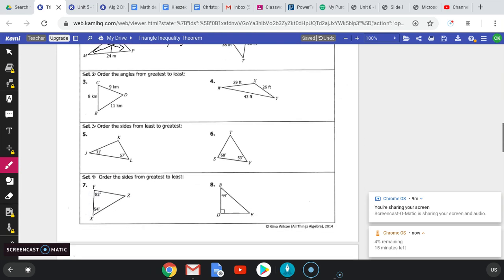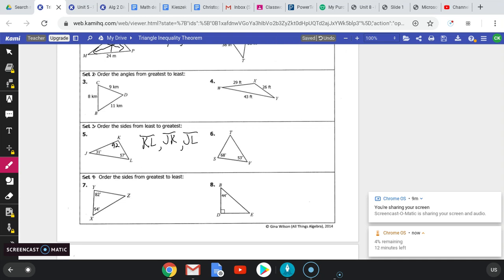And let's skip down to number 5 here. So I got 31, 57 are my angles, and so therefore I need to figure out the other angle. So do 180 minus 31 minus 57, and I get this is 90. The smallest angle here is J, so the opposite side would be KO. Next biggest angle is L, so the opposite side is JK. And the biggest angle is K, so the opposite side would be JL.